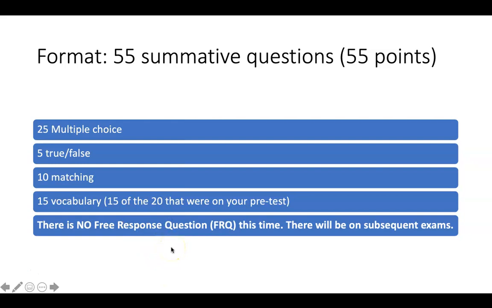First of all, the format of the exam is going to be 55 questions, and that's 55 points. 25 of them will be multiple choice, 5 will be true false, you'll have 10 matching. A lot of those are going to be visuals, and you're going to have 15 vocabulary, right? And that's going to be 15 of the 20 that were on your pre-test.